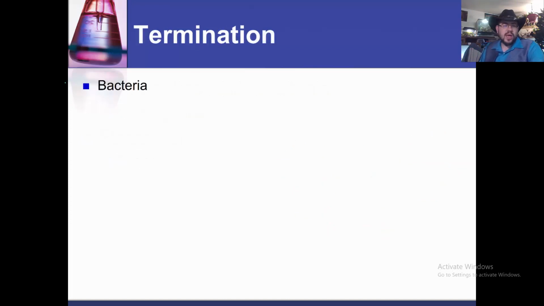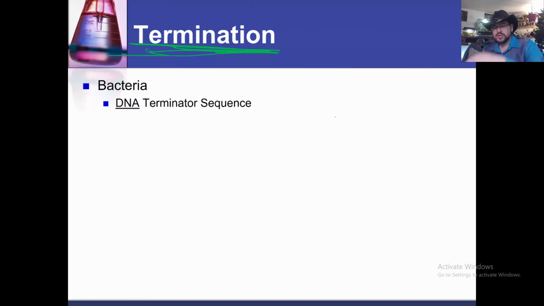All right. So how do we know when to stop, when to terminate transcription, right? Because we're only trying to transcribe one gene. How do we know when the gene is done? We know that a promoter, like the TATA box, tells us where to start the gene. How do we know when to stop the gene? Well, for termination in bacteria, they have the DNA terminator sequence.